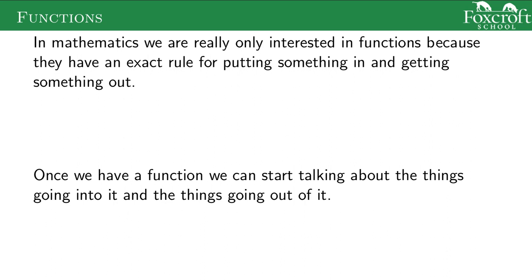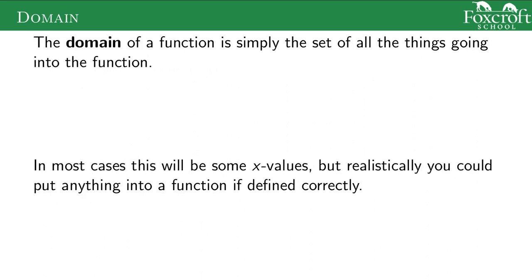Right? Once we have a function, then we can start talking about what types of things we're putting into the function, and what types of things we're getting out. So we care about what's going in and what's going out. The domain of a function is simply the set of the things that we're putting in. In most cases, when we're talking about an expression, these will just be the x values that we're plugging in. So domain, think x values, and we always know x values are our inputs.